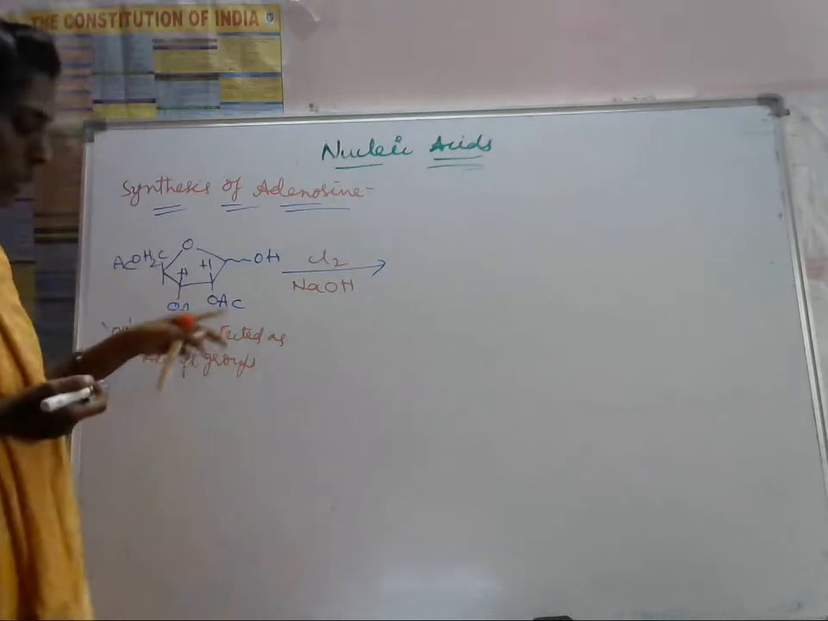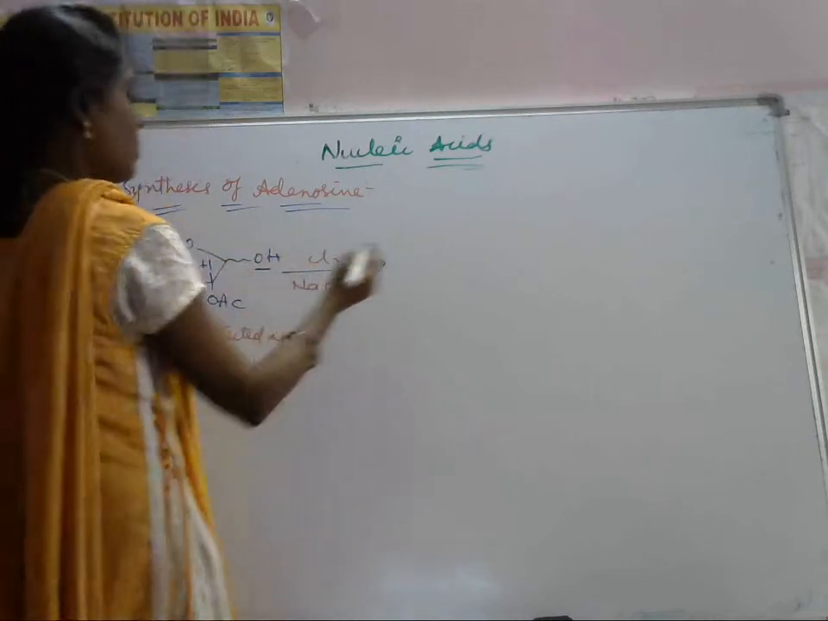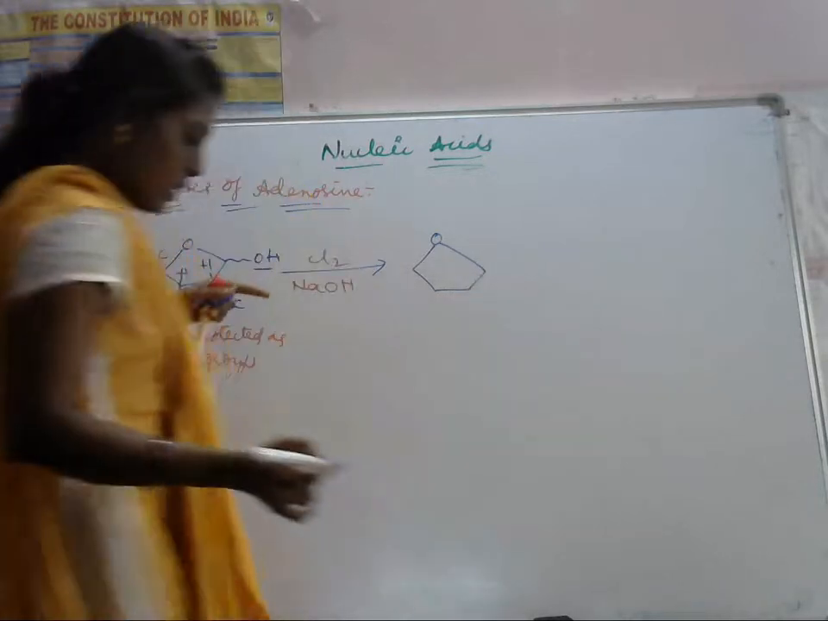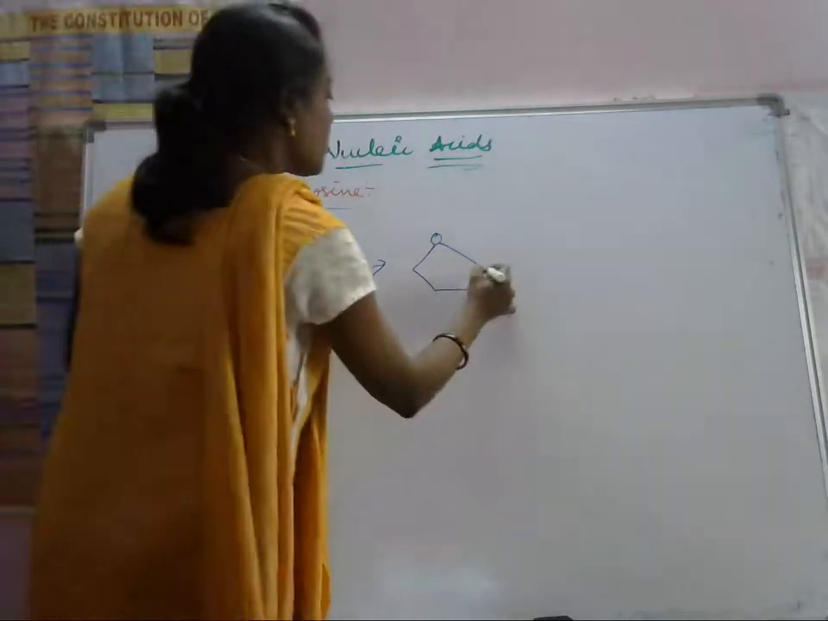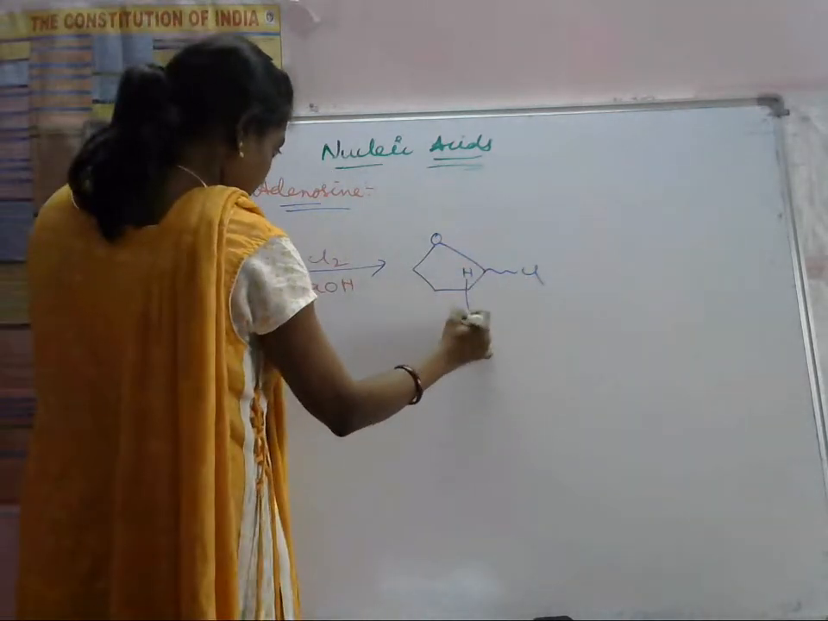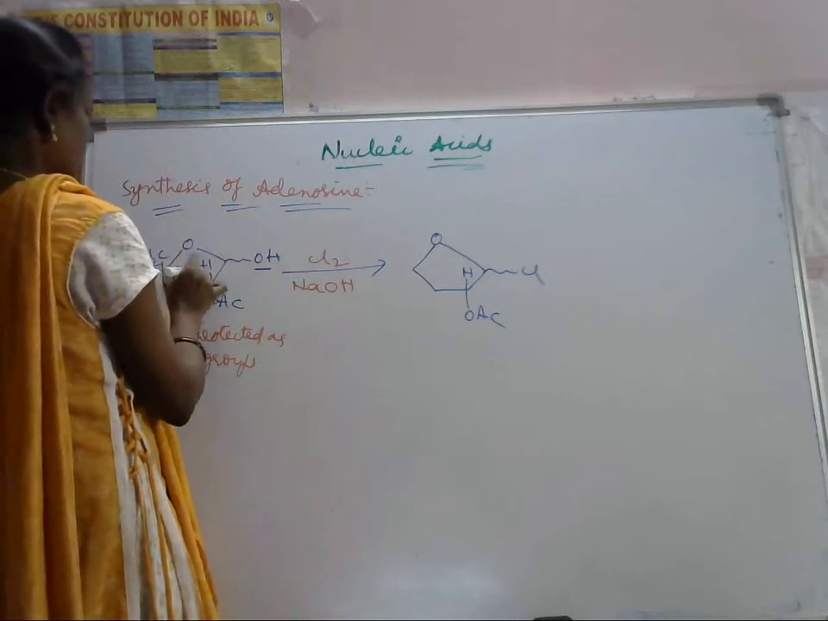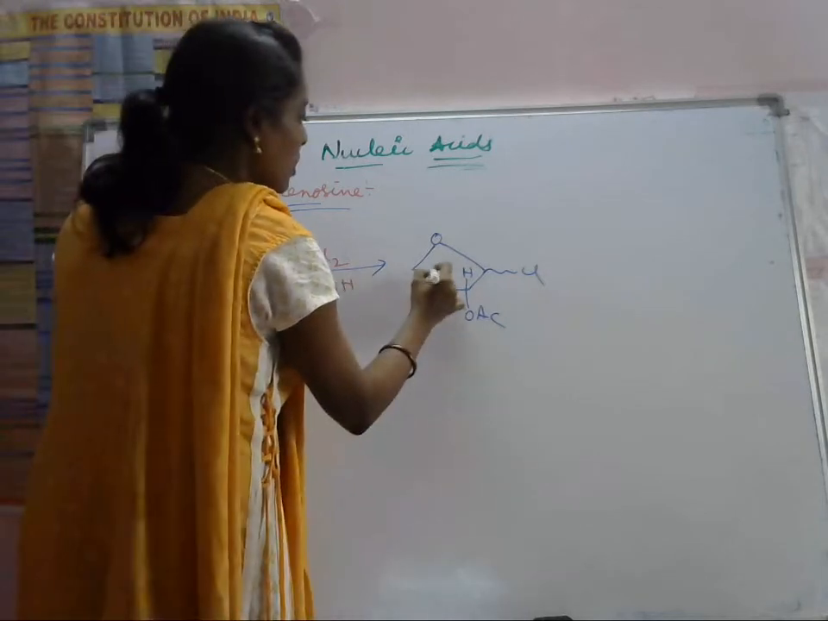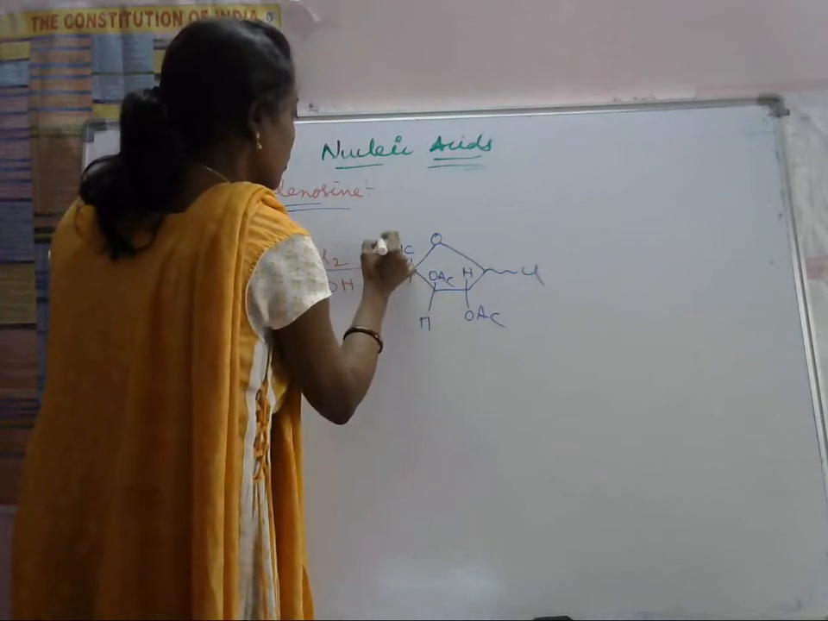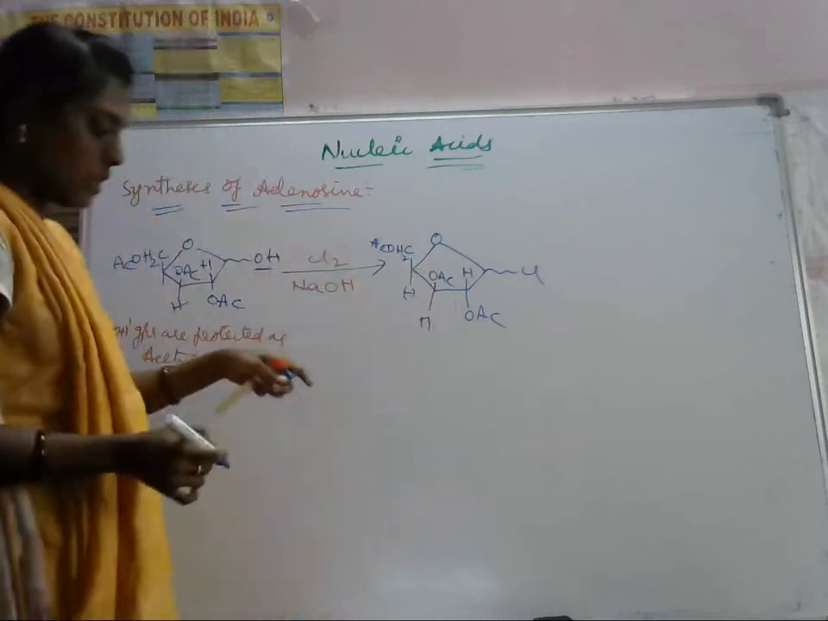This OH is replaced with this Cl. Here we have to write OAc, don't write H. Here we have CH2OAc, and this is next.